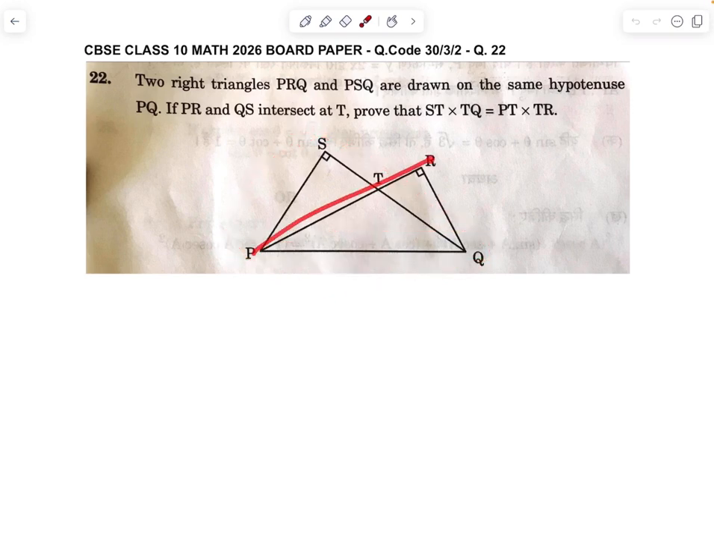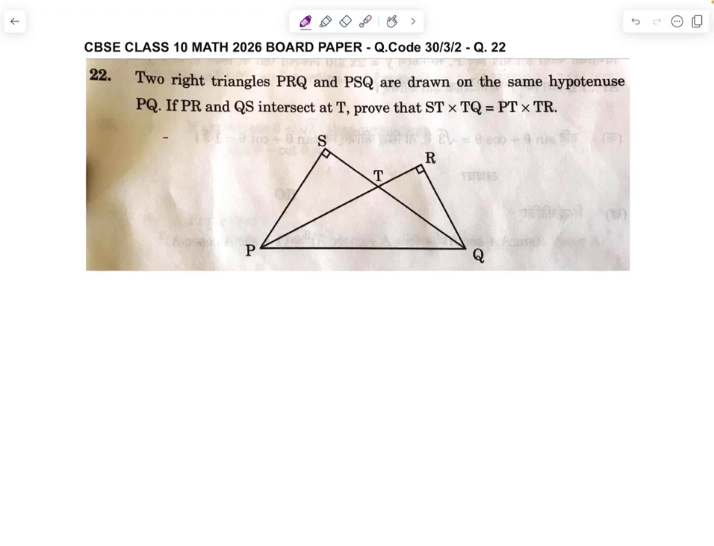If PR and QS intersect at T, prove that ST into TQ is equal to PT into TR. In the to prove statement, ST and PT belong to the triangle PTS and TQ and TR belong to the triangle RTQ. So let's take these two triangles and prove the similarity of the triangles. Let's draw the two triangles separately.